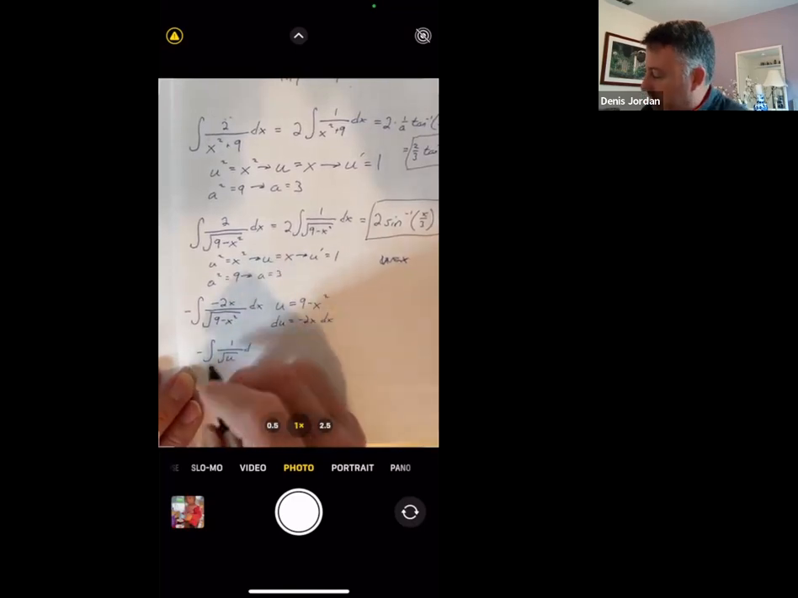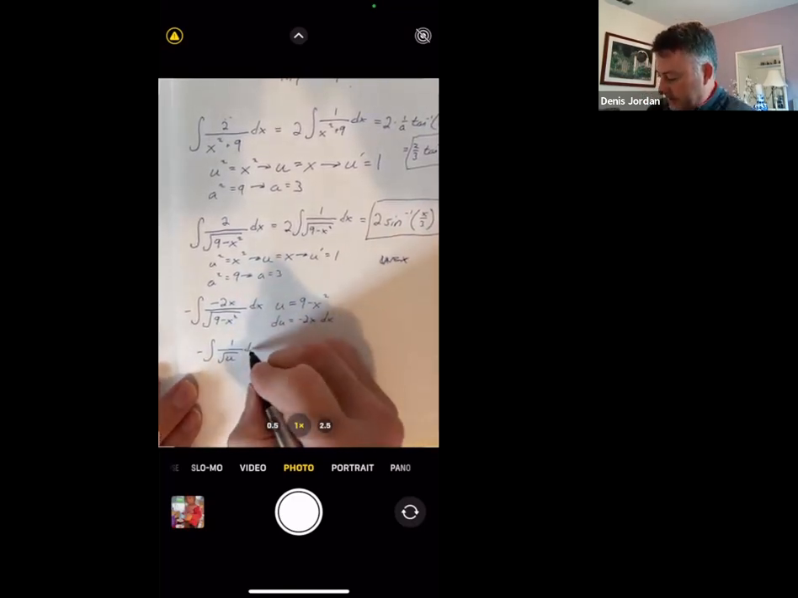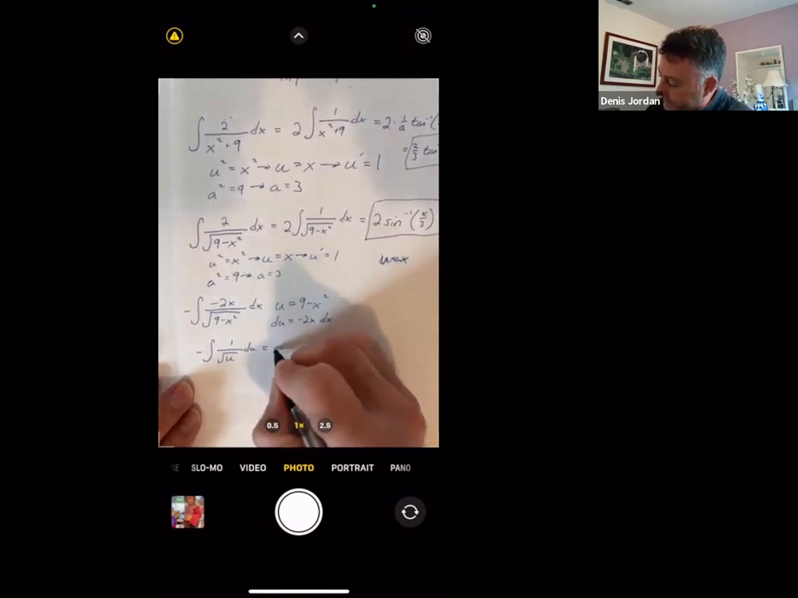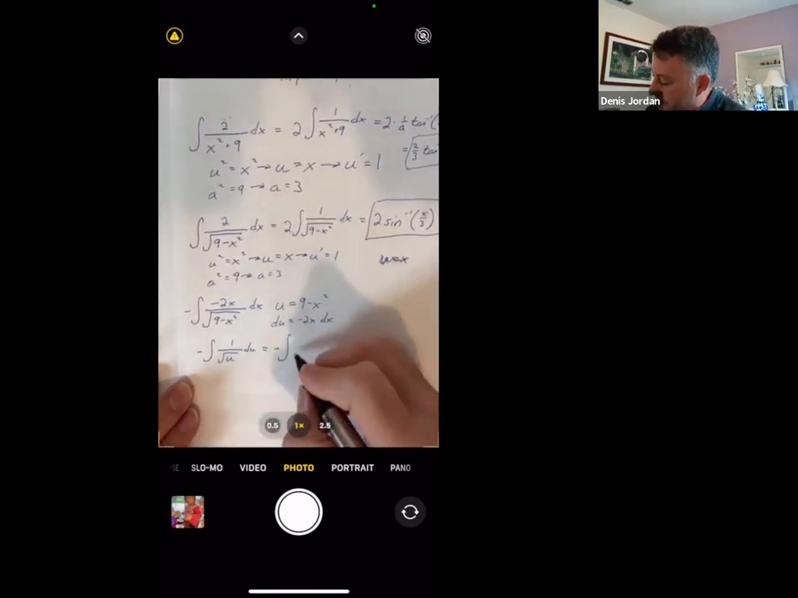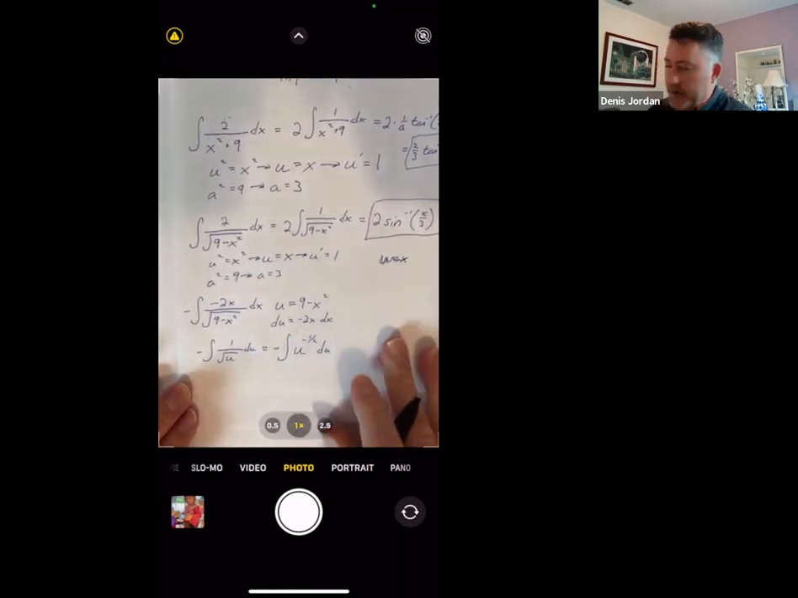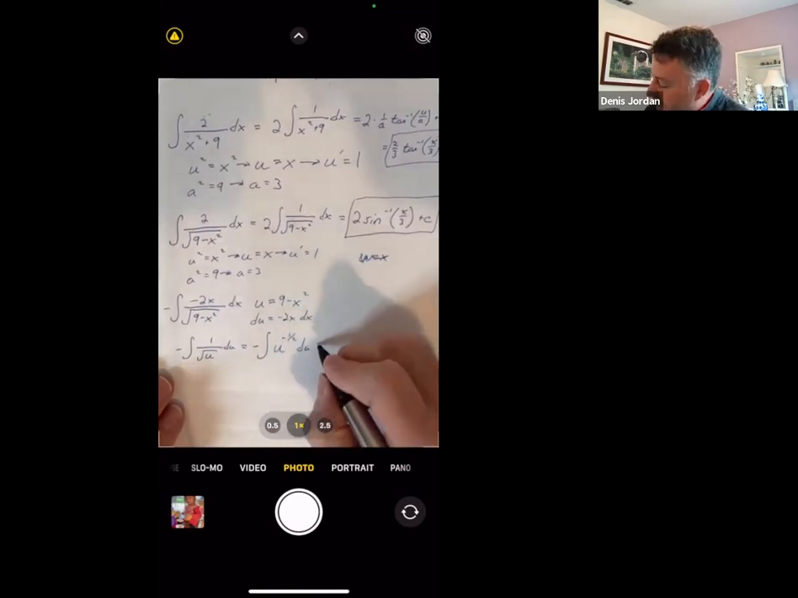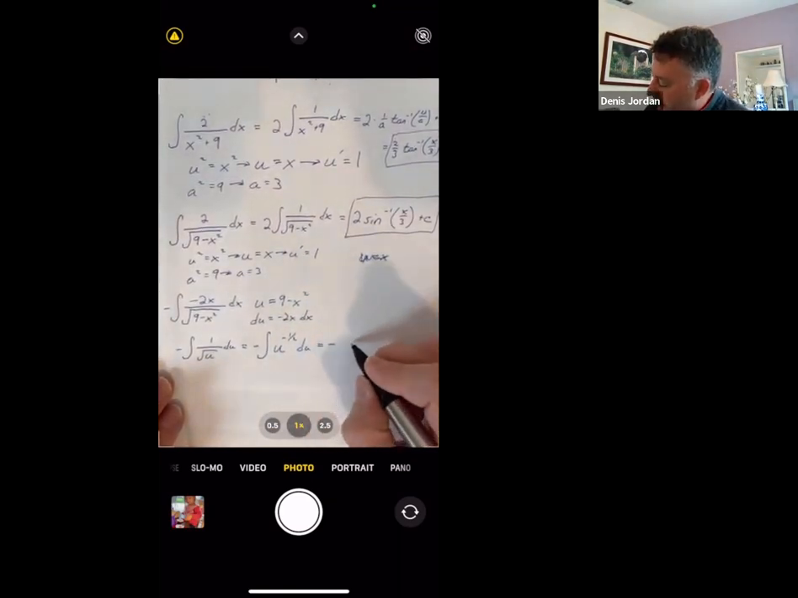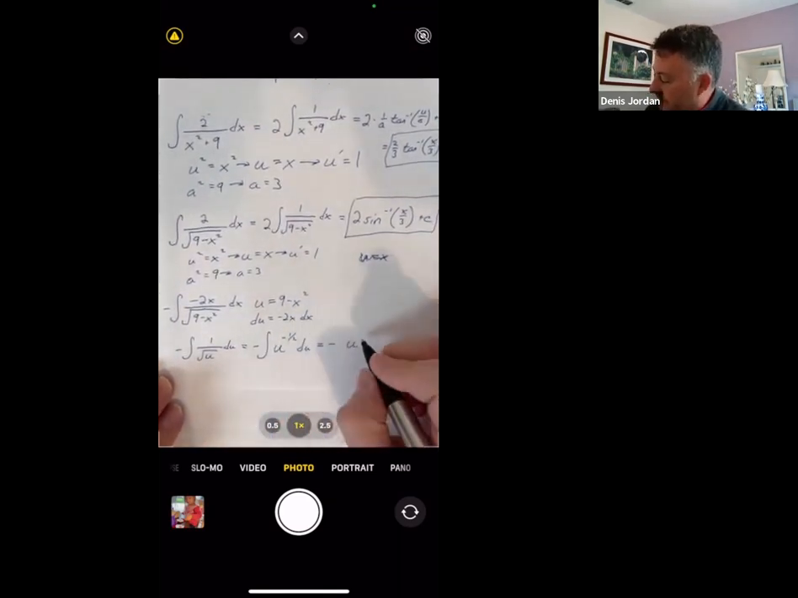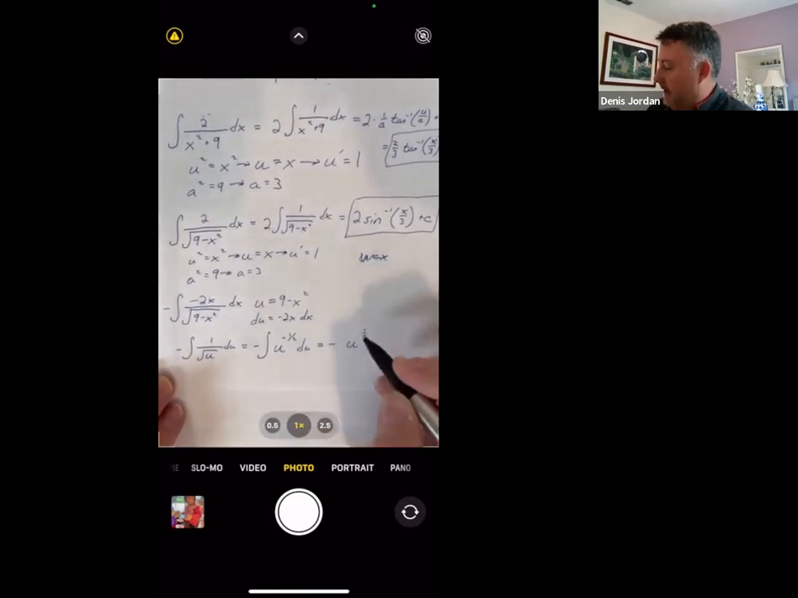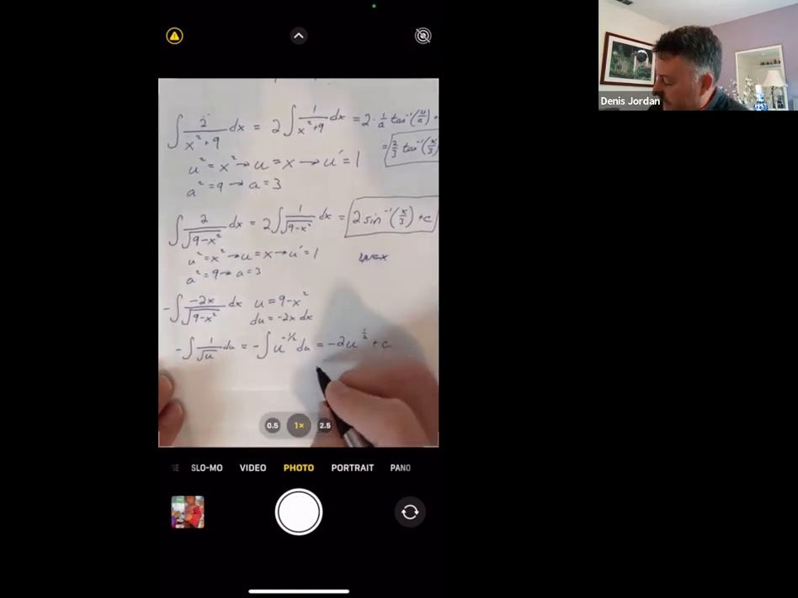So now you really have negative integral 1 over root u du. To deal with this, flip it up to the top and make your exponent negative. So u to the negative half. And then integrate it. So add 1 to your exponent. So negative 1/2 plus 1 is a half. And then you're going to multiply by the reciprocal of your exponent. Should just be 2. And then plus c.